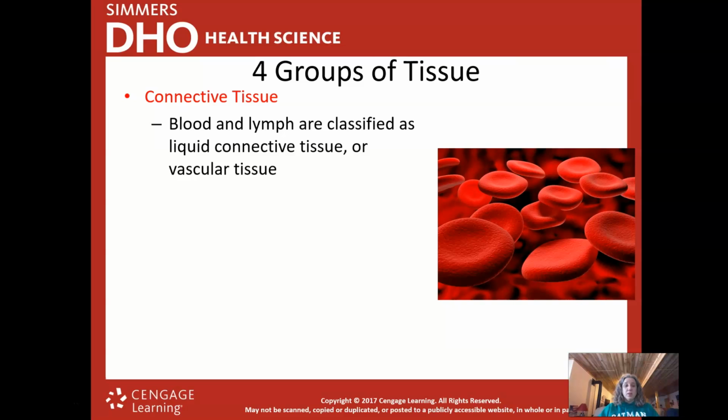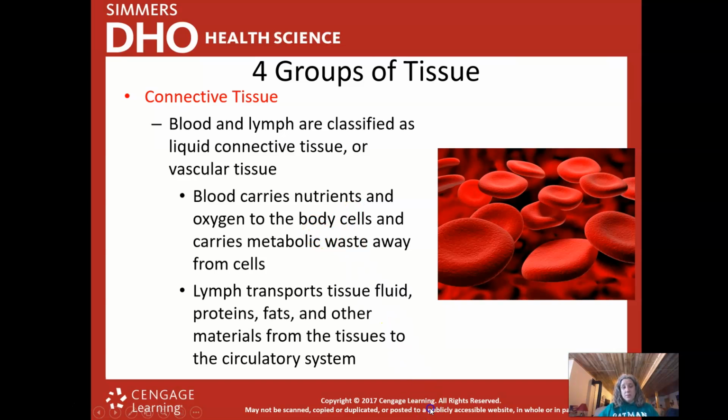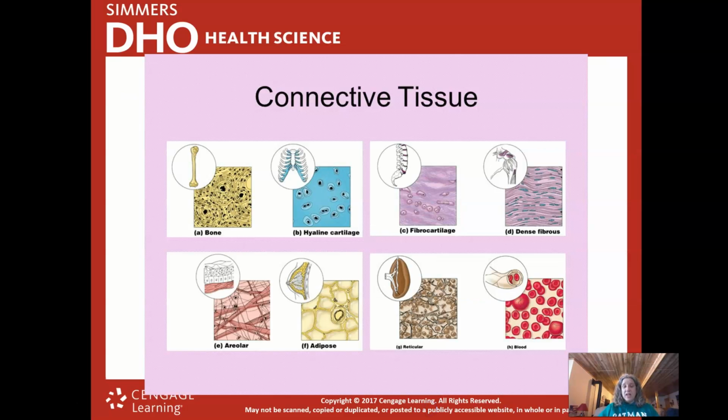Connective tissue also includes blood and lymph, and it's called liquid connective tissue or vascular tissue. Blood carries nutrients and oxygen to the body cells and carries metabolic waste away from cells. The lymph tissue transports tissue fluid, proteins, fats, and other materials from the tissue to the circulatory system. This is what different types of connective tissue look like. You have bone here, you have hyaline cartilage, fibrocartilage. This is what blood looks like, and adipose tissue, which is your fat.